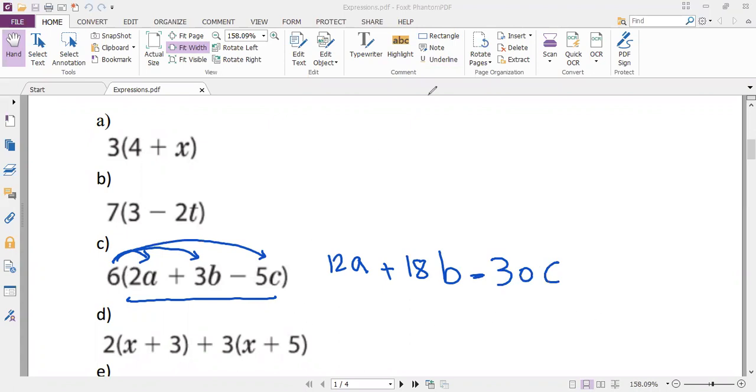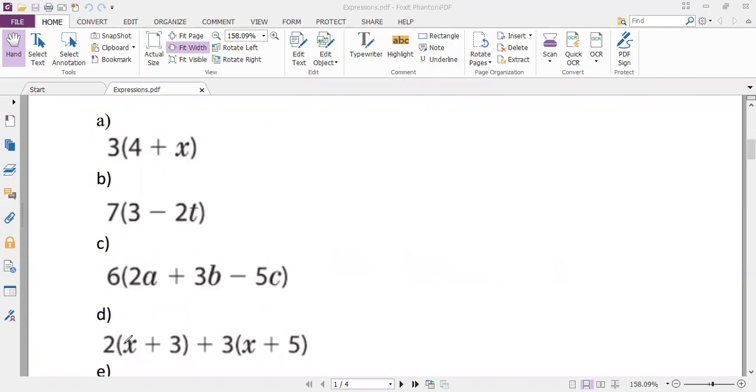The next one, I have 2 multiplied by x plus 3 and 3 multiplied by x plus 5. So we just do the expanding. 2 times x is 2x. And 2 multiplied by 3 equals 6. And 3 multiplied by x is 3x, as you see, I'm expanding. So 3 times 5 is 15.